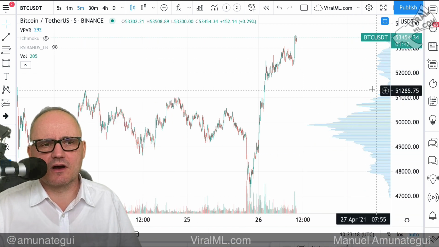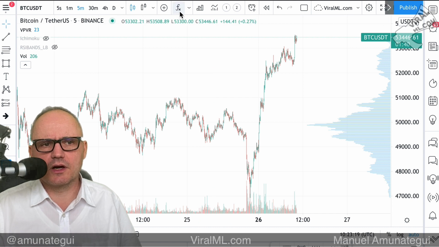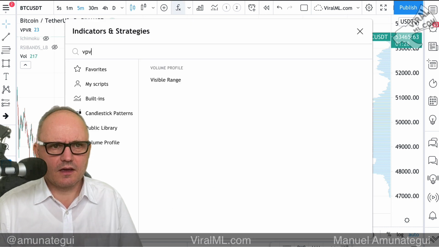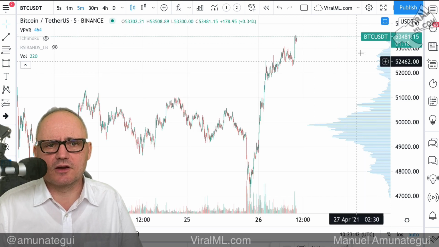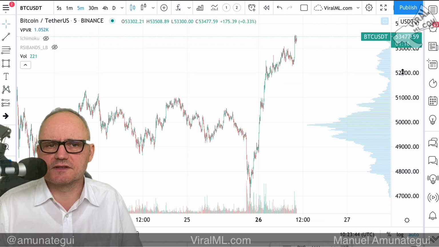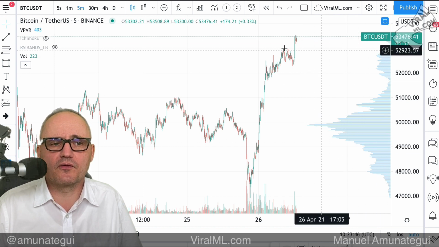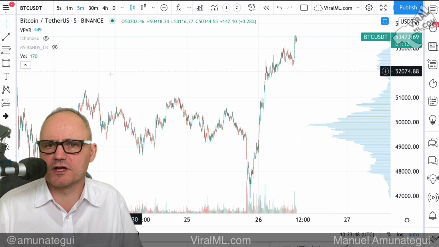So here it is, VPVR. To get it, it's very simple. Hit your functions button and type in VPVR, and here it is, visible range. I think it goes by two names, volume profile, visible range, and basically it simply means that it's going to build this volume profile for whatever is in the visible range, and we're going to cover that in a second.